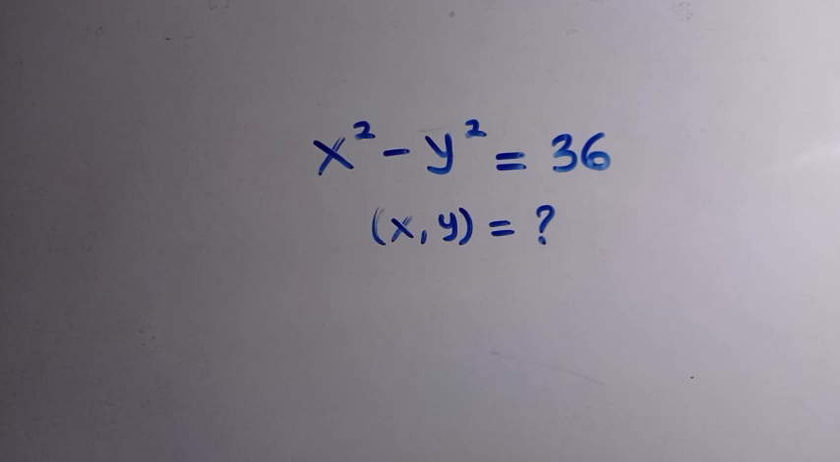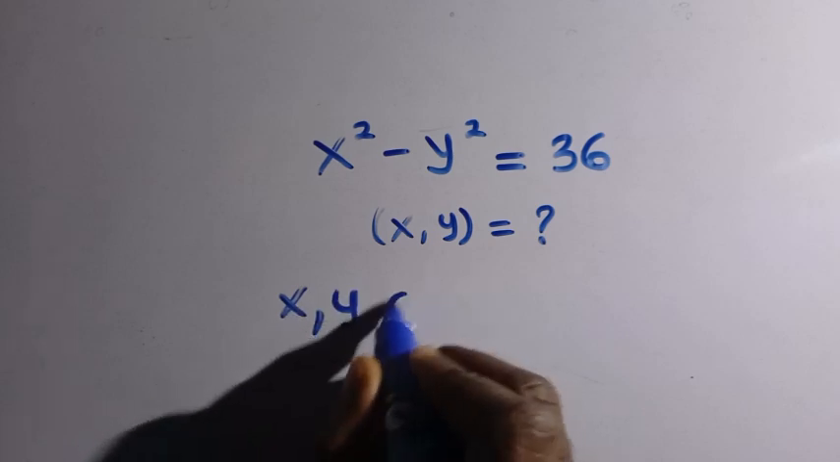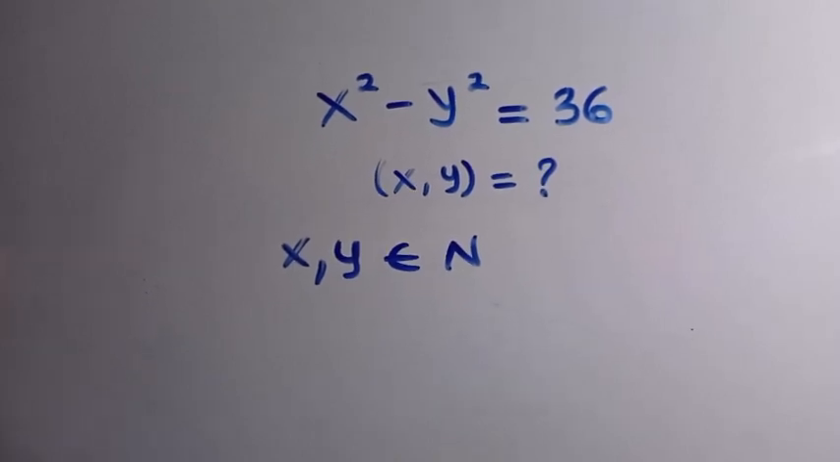How to solve these nice algebra equations? We have x squared minus y squared equals 36. I want to know the value of x and y. So here, there are many values of x and y, because we have to divide this one based on a particular number. Suppose x and y are members of the natural numbers. We have to look for all the possible values of x and y that make it equal 36.